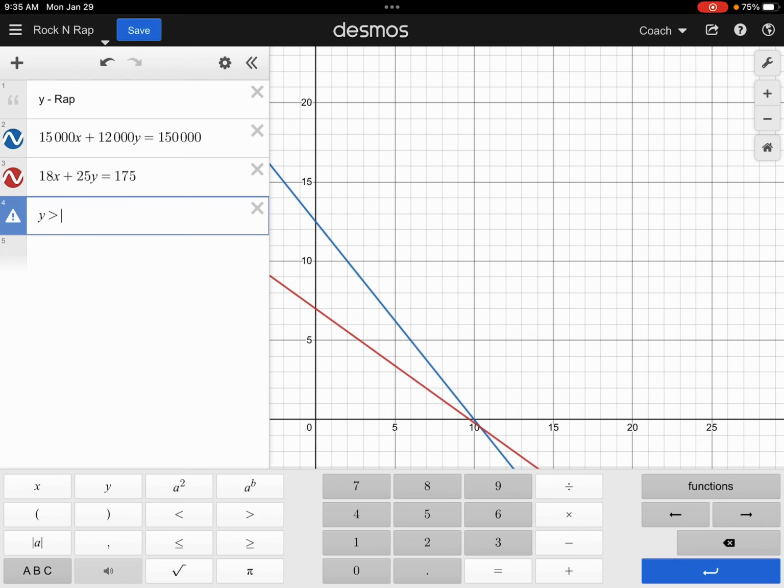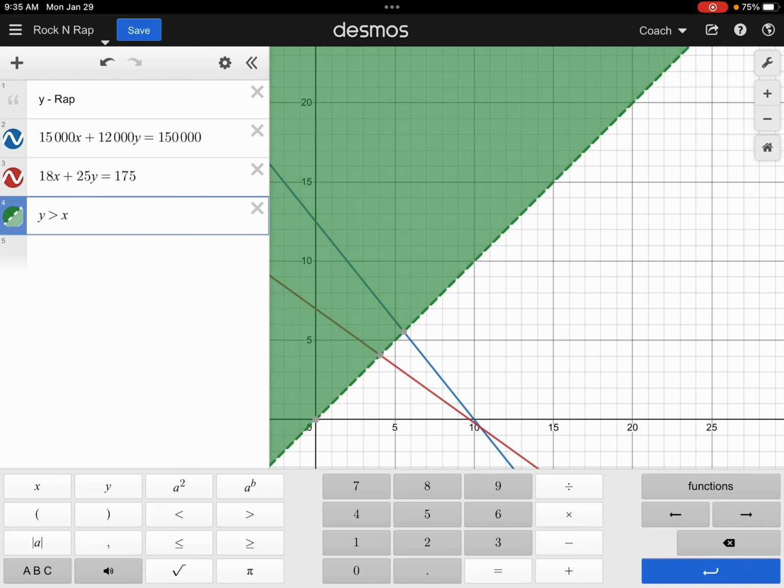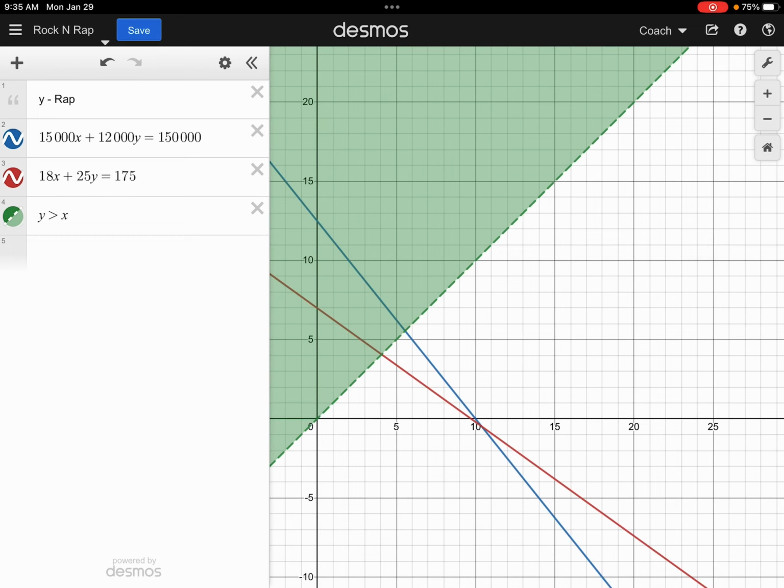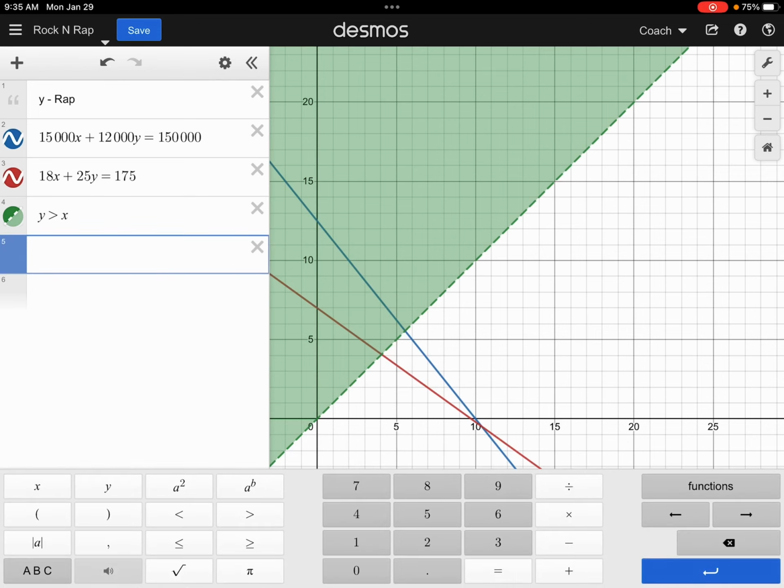The next thing we talked about was the branding. So we had to have more rap than rock. So Y had to be greater than X. So we had to be on this side of that line, okay? So we had to be working in between still, but in this green shaded region.